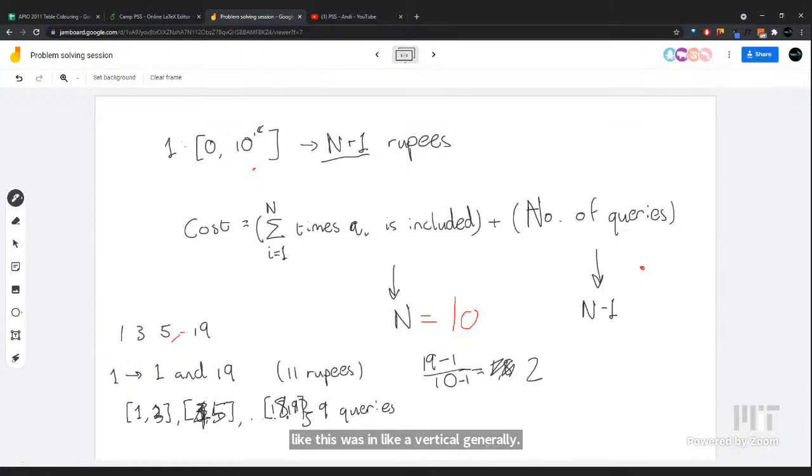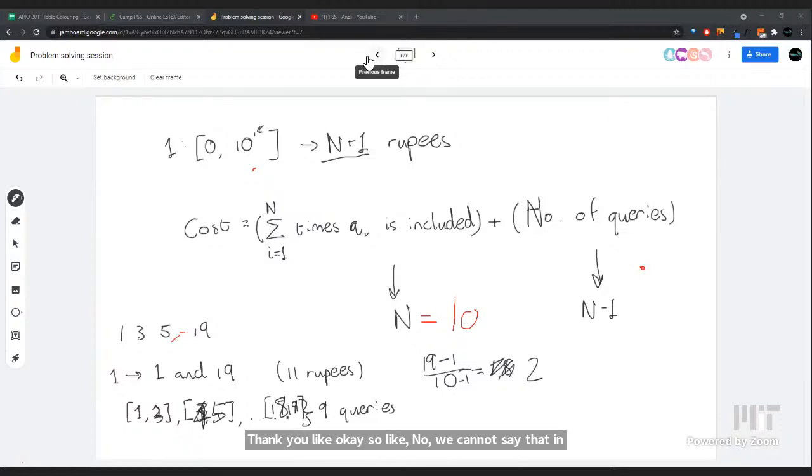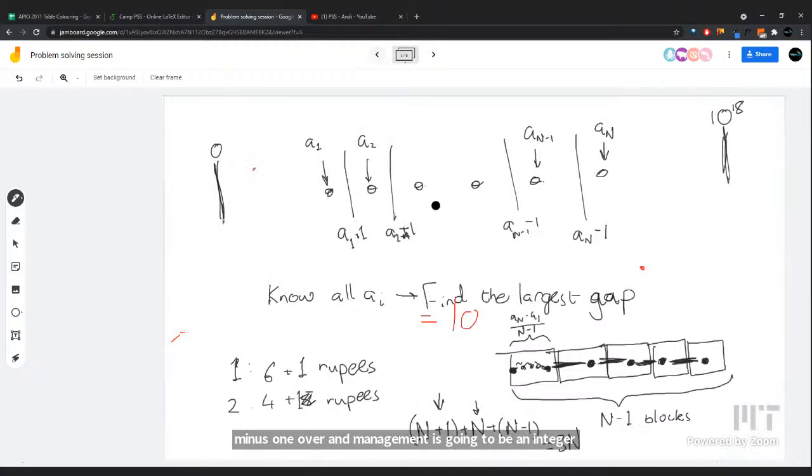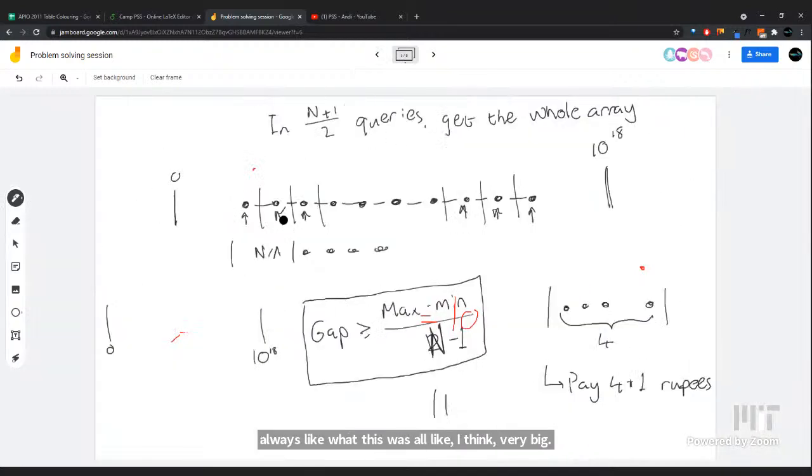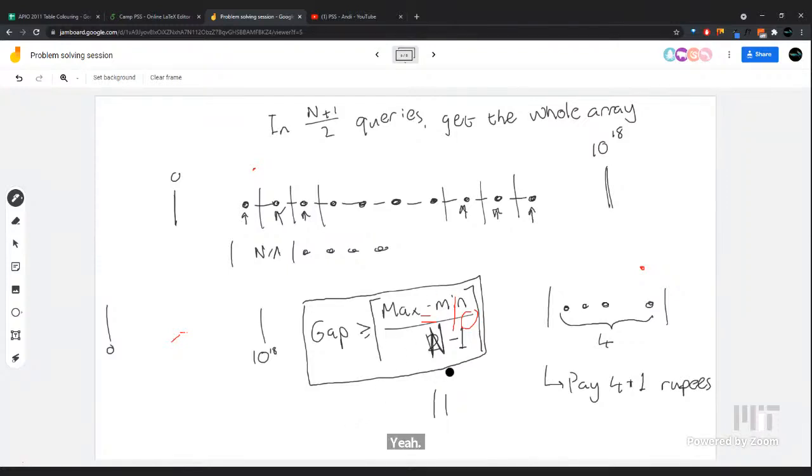We cannot say that a_n minus a_1 over n minus 1 is always going to be an integer. This was all very vague. Some things need to be settled, like the edge cases. It's at least this, and you can make it always an integer. Also, in each query, when you say the gap is that, do you mean including both or excluding both?